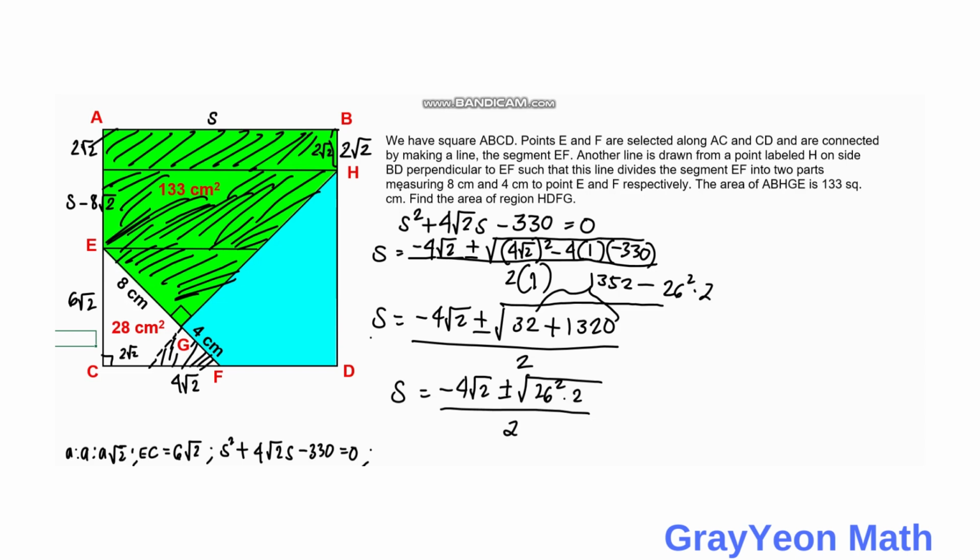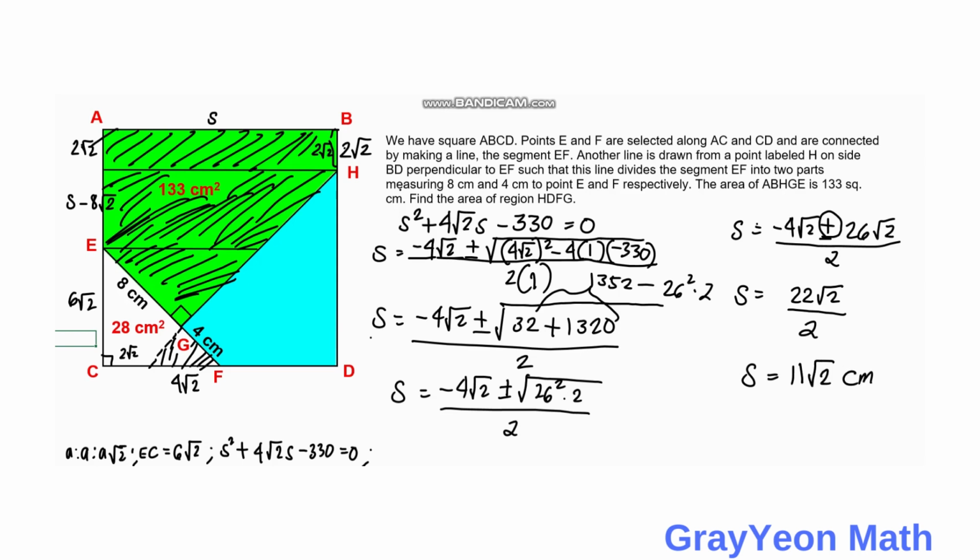And s is equal to negative 4 square root of 2 plus or minus 26 square root of 2, all over 2. But in this case, we will only use the positive solution because if we use the negative solution, then we'll have a negative distance. And since there is no negative distance, it is invalid. So we have s is equal to negative 4 plus 26 is 22 square root of 2 all over 2. Then 22 divided by 2 is equal to 11 times square root of 2. So s is equal to 11 square root of 2 centimeters.